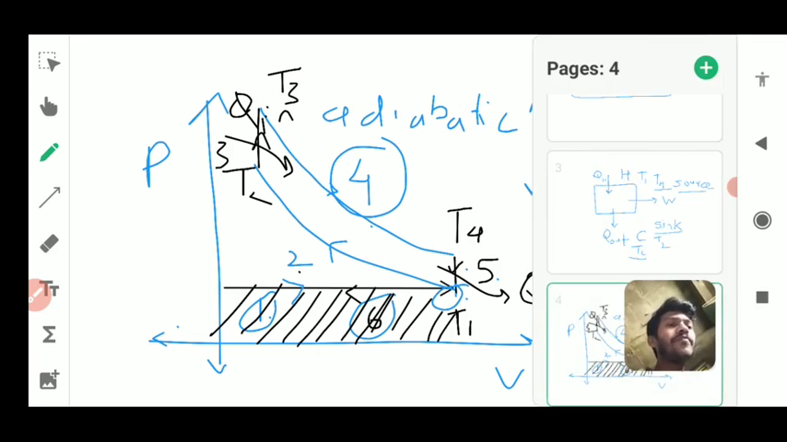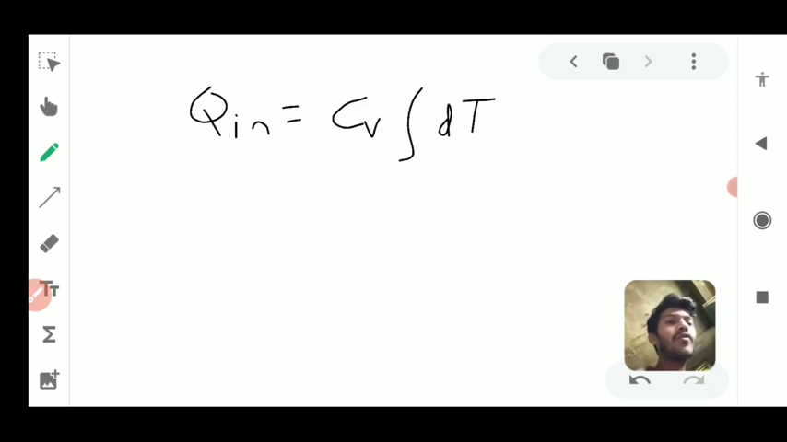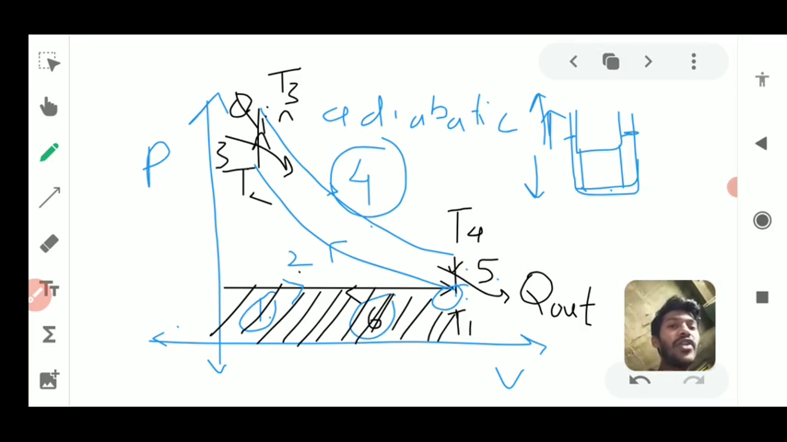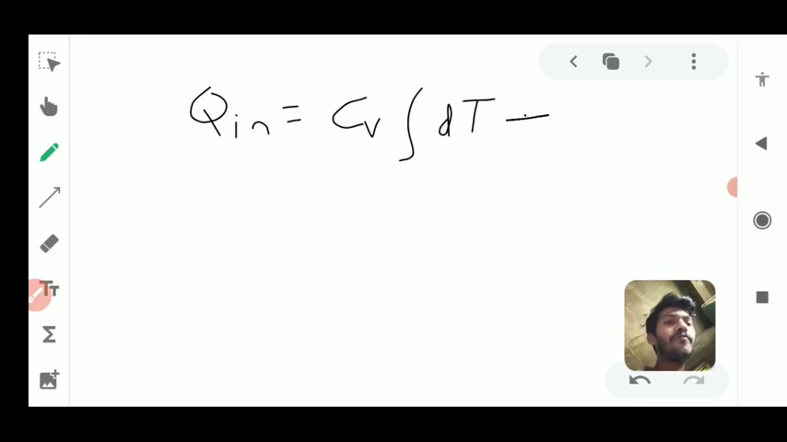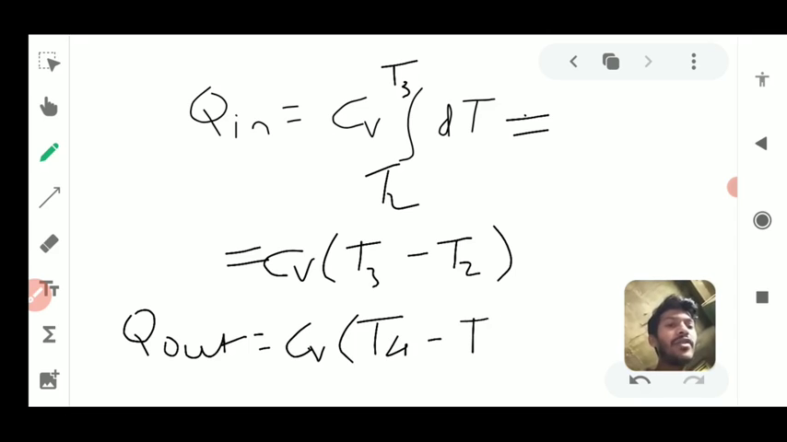In this cycle we consider these two curves where the heat is exchanged. Q in is the integration of dQ during the third process. We can write it as Cv times the integration of dT. We can check where T is changing: it changes from T2 to T3 during this process. T3 is obviously the higher temperature. So this becomes Cv into (T3 minus T2). Similarly, we can calculate Q out, and it turns out to be Cv (T4 minus T1).